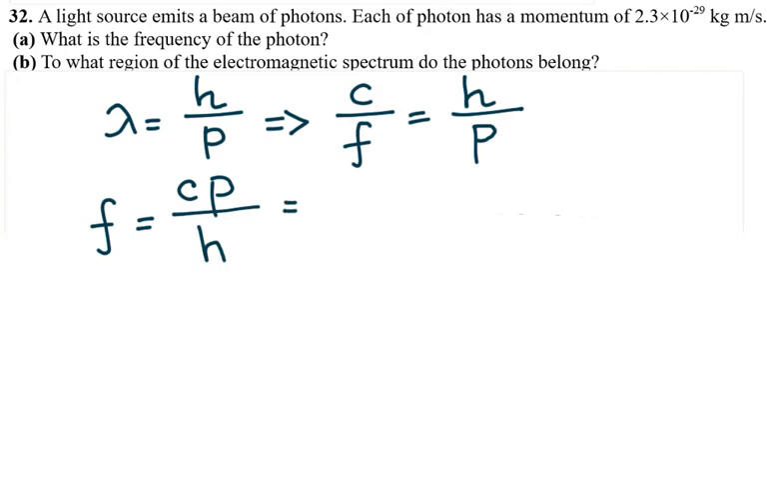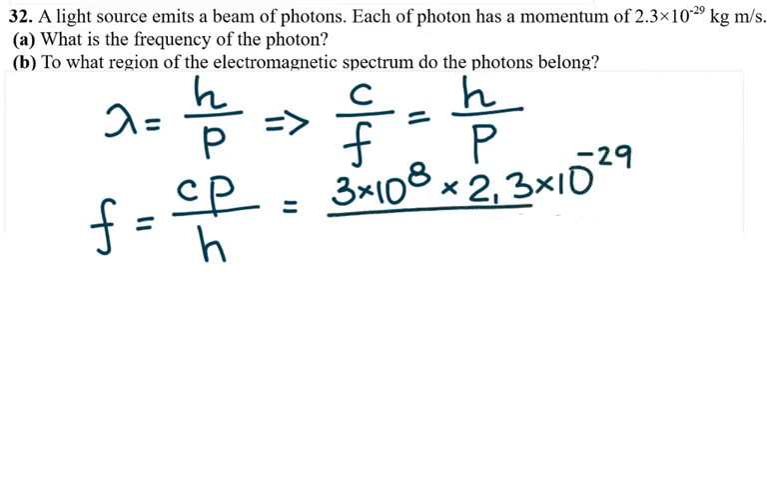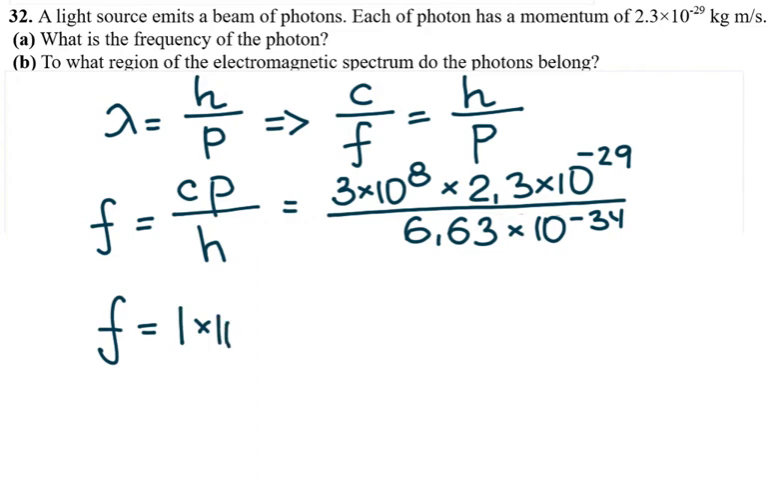Since there are no electron volts involved right now, my Planck's constant is going to be plugged in joules times seconds. So I have 3 × 10^8, and momentum is 2.3 × 10^-29, divided all by Planck's constant, which is 6.63 × 10^-34. So the frequency is equal to 1 × 10^13 hertz.